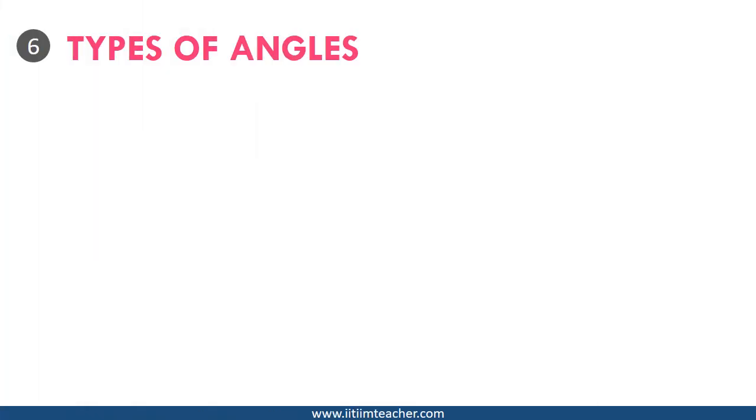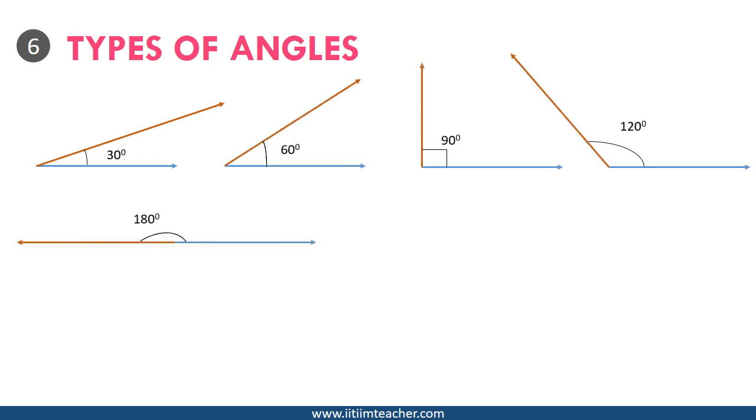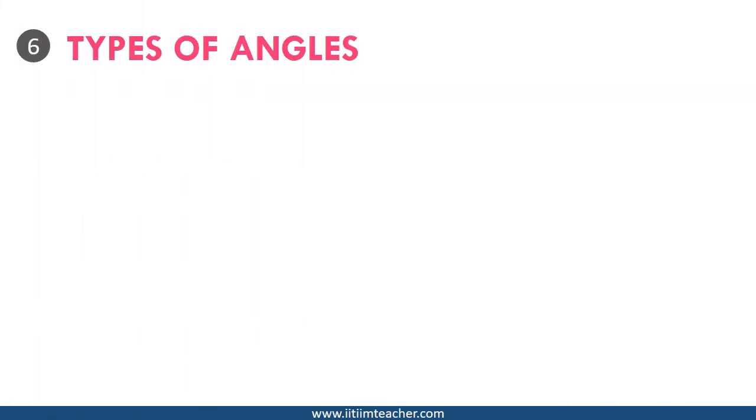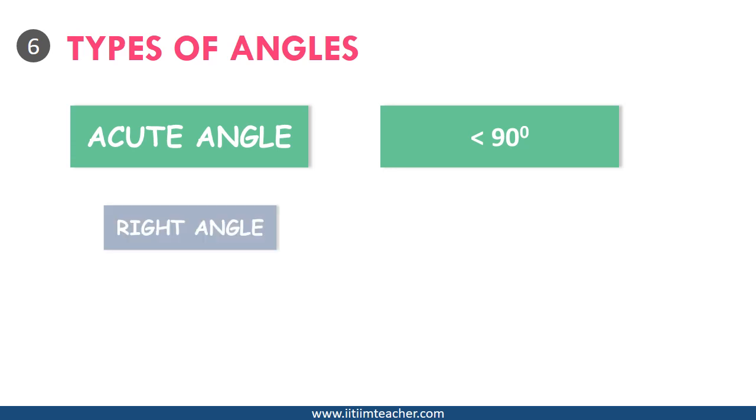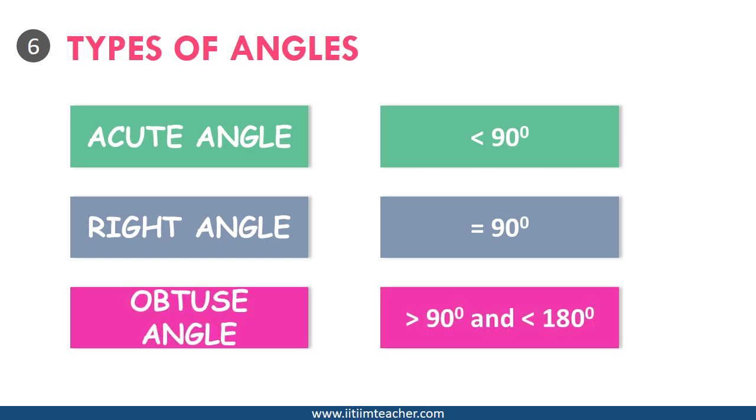Different types of angles. Look at this. 30-degree angle, 60 degrees, 90 degrees, 120, 180, 240, 300, 360, and so on. Acute angle means something that is less than 90 degrees, 0 to 90 degrees. Right angle, that is exactly equal to 90 degrees. Obtuse angle, something that lies between 90 and 180 degrees.